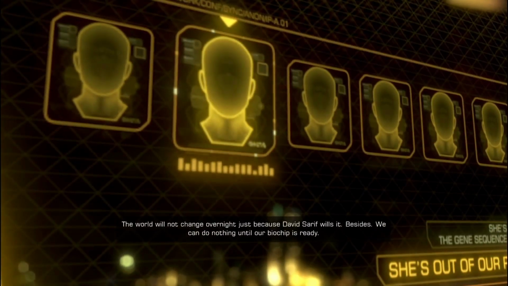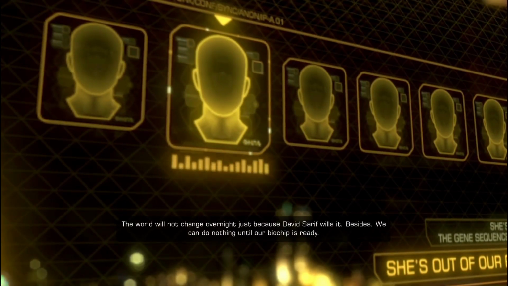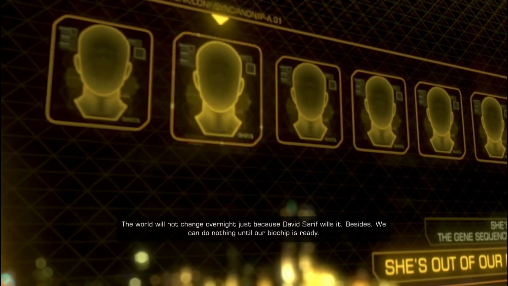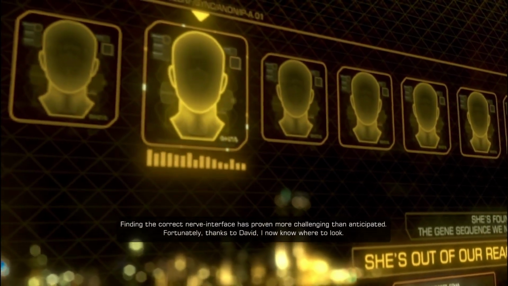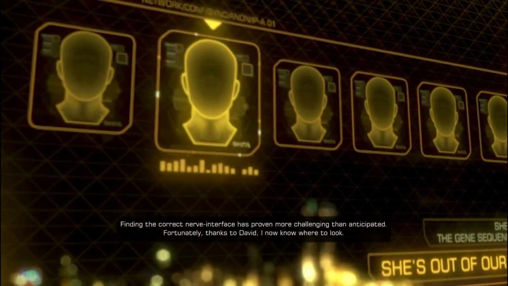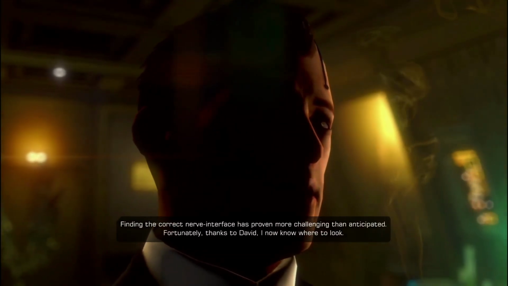The world will not change overnight just because David Sarif wills it. Besides, we can do nothing until our biochip is ready. I thought you said you were close. Finding the correct nerve interface has proven more challenging than anticipated. Fortunately, thanks to David, I now know where to look.